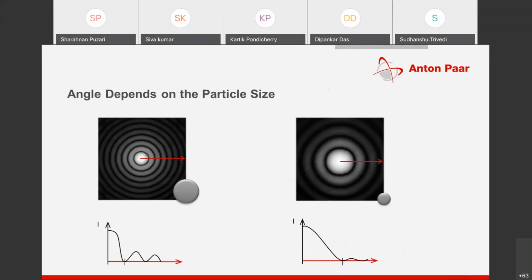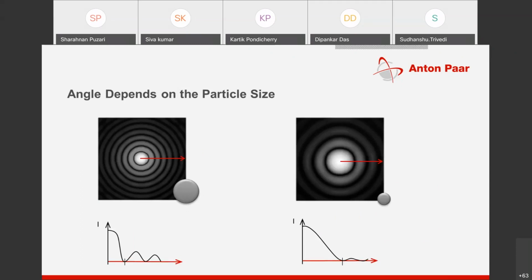As I told you, the angle depends on particle size: bigger particles will scatter light at narrow angles and small particles will scatter light at wider angles. Once you put the laser on, ring-shaped structures will fall on the detector. So from the angle, we can determine the size of the particle. This is how it is correlated.